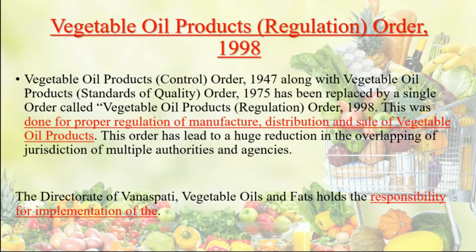So this was being implemented in 1998, और इस ऑर्डर के अकॉर्डिंग जो ये ऑर्डर बनाया गया, this was made to ensure proper regulation of manufacturing, distribution and sale of vegetable oil products. तो जितने भी वेजिटेबल ऑयल प्रोडक्ट्स हैं या जितने भी वेजिटेबल ऑयल्स हैं, उनकी मैन्युफैक्चरिंग, उनकी डिस्ट्रीब्यूशन, उनकी सेल, उनकी पैकेजिंग, उनकी लेबलिंग इस ऑर्डर के अंडर होगी.